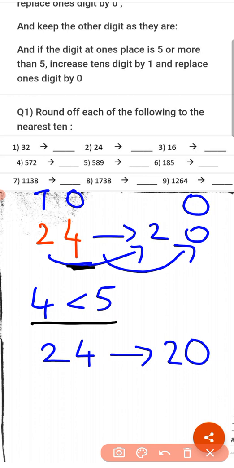Replace means change the digit 4 and write 0 there. Change 4 as 0. Write the digit at the tens place, that is 2. Don't change the digit at the tens place. So what is our answer? 20. Clear?